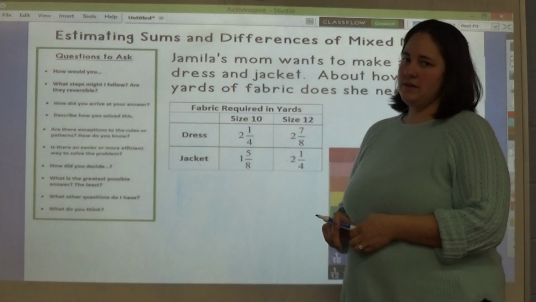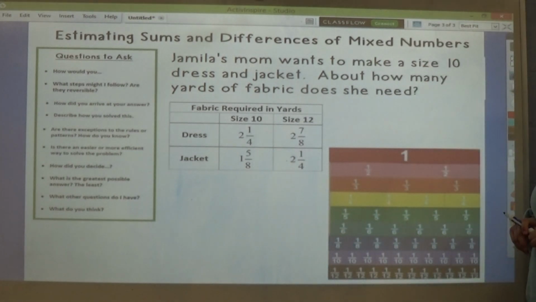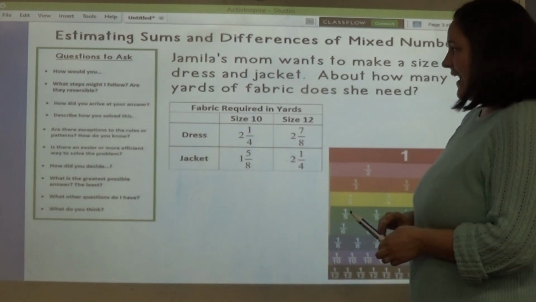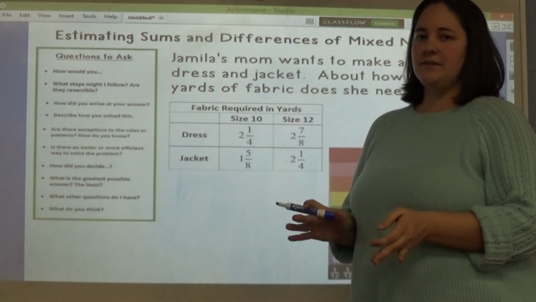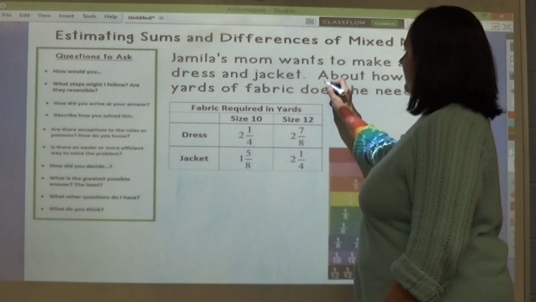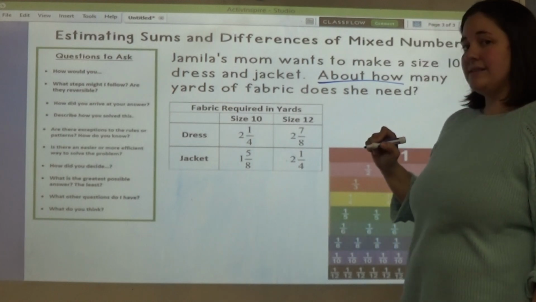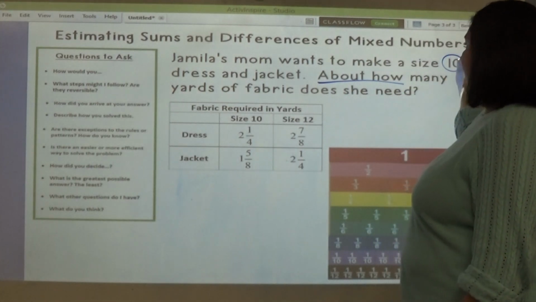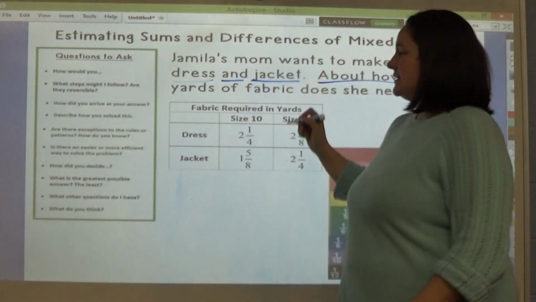Let's go ahead and read the question. Jamila's mom wants to make a size 10 dress and jacket. About how many yards of fabric does she need? There's a lot of information that has been given to us. We need to decide what information is important and what information isn't really necessary to solve the problem. So we want to find out about how many yards of fabric she needs, and she's making a size 10 dress and jacket.